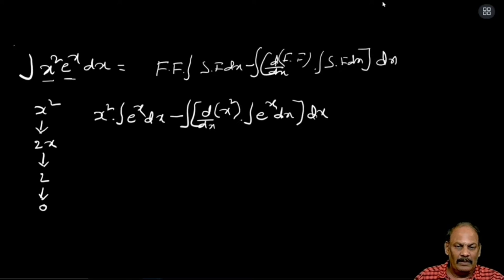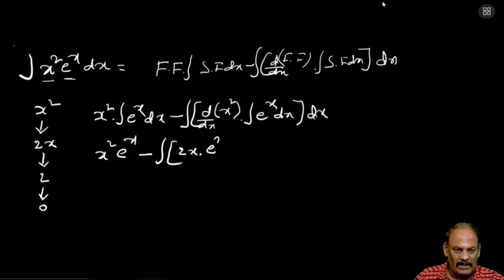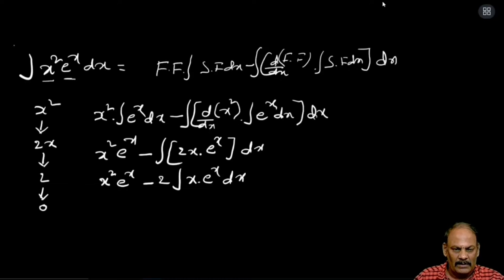We will write the formula for that. X square into integral of e to the power of x is e to the power of x only. This part integration is over. Minus integral of differentiation of x square is how much? 2x into integral of e to the power of x is e to the power of x only, dx. Then after we can write the 2 outside: x square e to the power of x minus 2 into integral of x into e to the power of x dx.